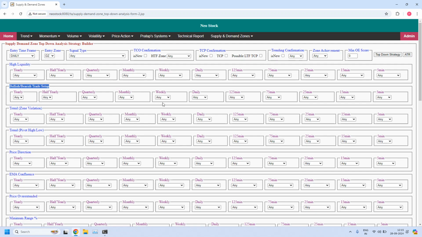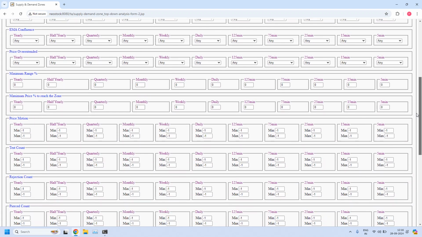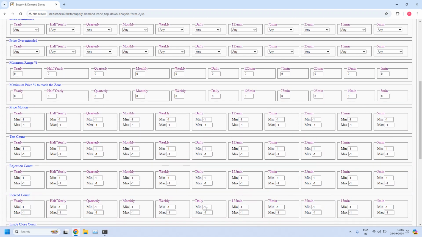In bullish or bearish trade setup at daily time frame, I have to select bullish. And this daily demand zone should not be pierced. So in the pierced count at a daily time frame, I have to set minimum value 0, maximum value 0, which indicates pierced count should be 0. Pierced count 0 means the zone is not pierced.